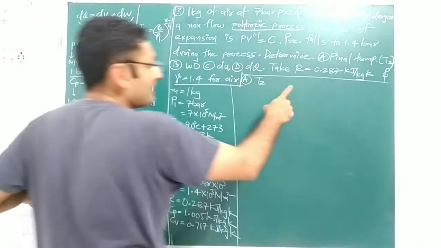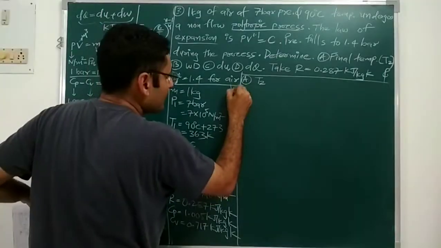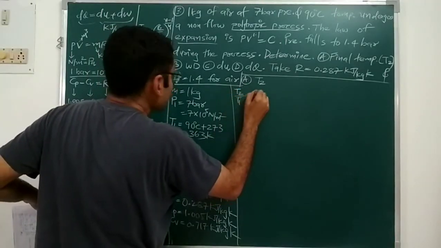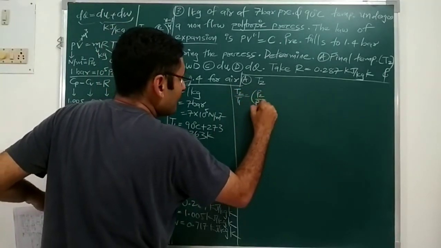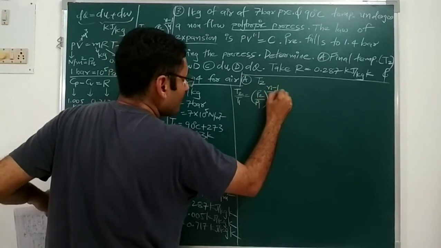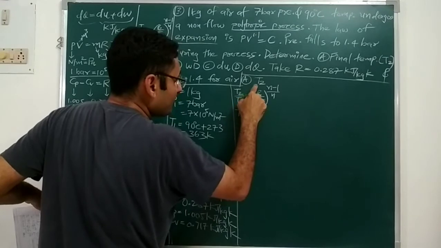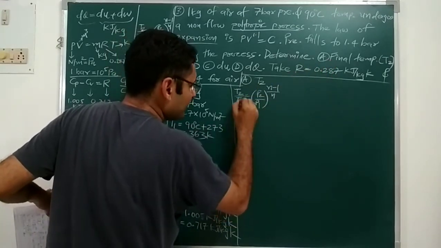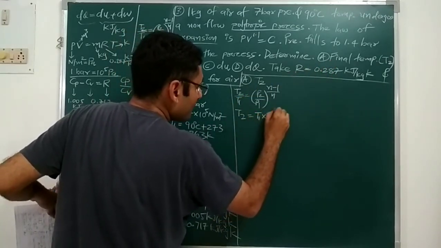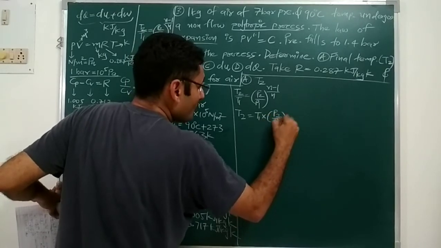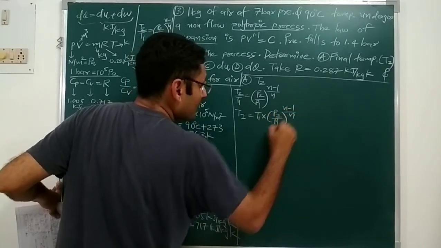But that equation is not applicable over here. So which equation will you write? T2 by T1 is equal to P2 by P1 whole raised to n minus 1 upon n. We want the value of T2, the final temperature, so I will make T2 the subject. T2 equals T1 multiplied by P2 by P1 whole raised to n minus 1 upon n.